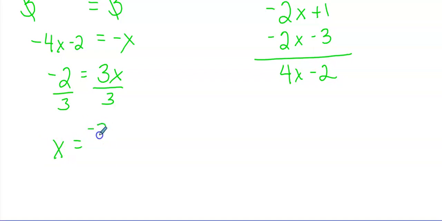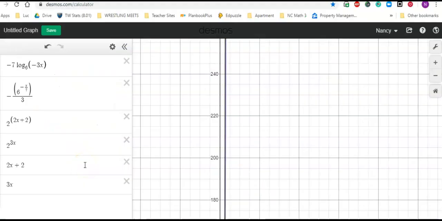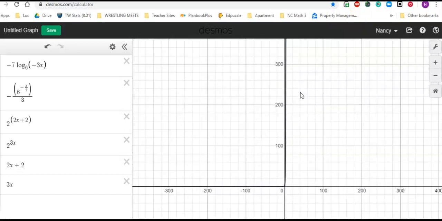X equals negative 2/3. You don't have to check your answer on these. So you might be wondering if you can solve these graphically. Remember how we were solving the ones from last week graphically? I think you can, but when I enter the 2 to the 2x plus 2 and the 2 to the 3x, I'm still looking for the intersection.